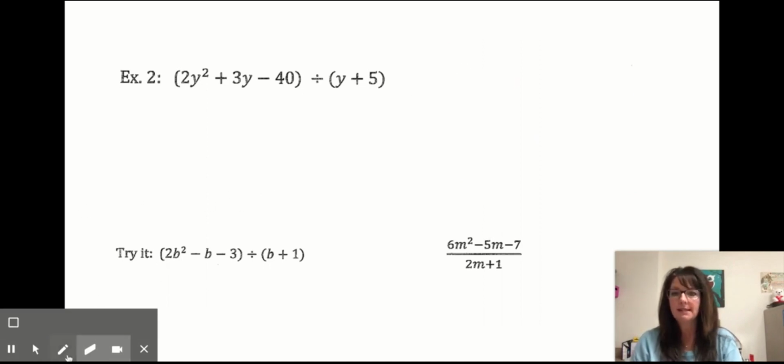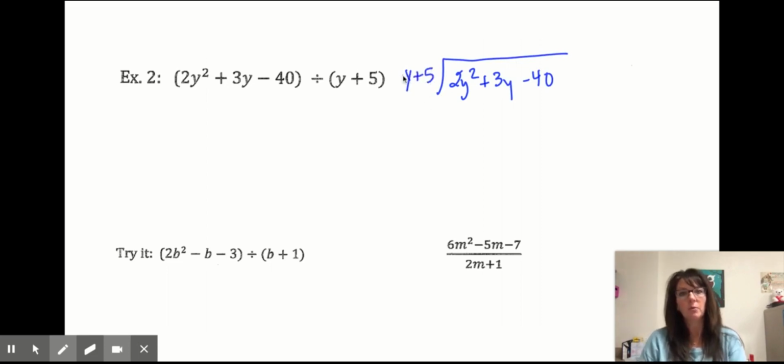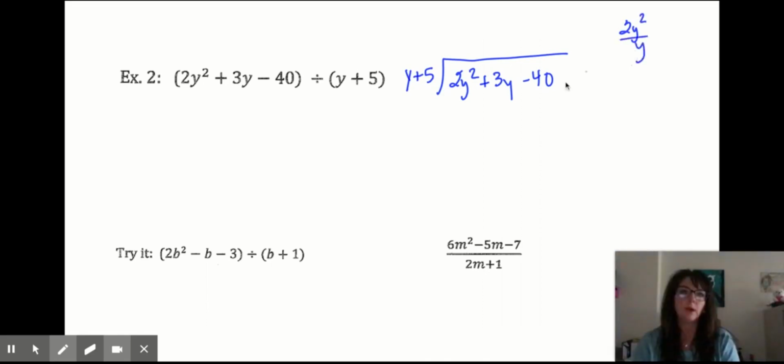okay, so we want to set this up. Here we go. We're going to take 2y squared plus 3y minus 40 divided by y plus 5. So we'll put our 2y squared plus 3y minus 40 underneath the division bar. Our y plus 5 goes outside. So we're going to take the first term, y, into the first term here, 2y squared. So off to the side, I'll write it as 2y squared divided by y.